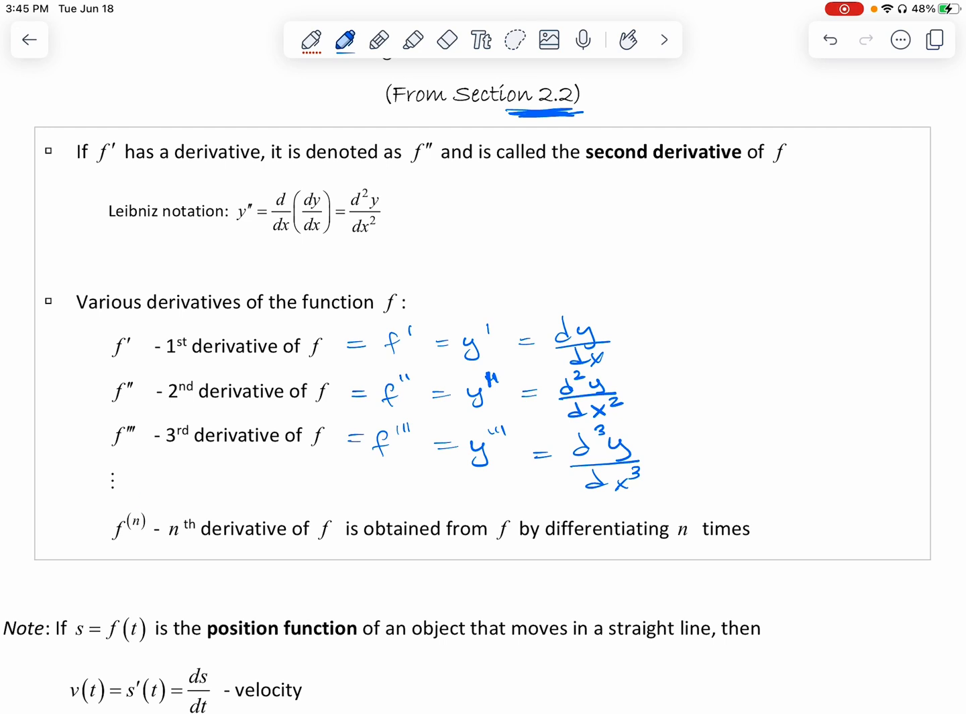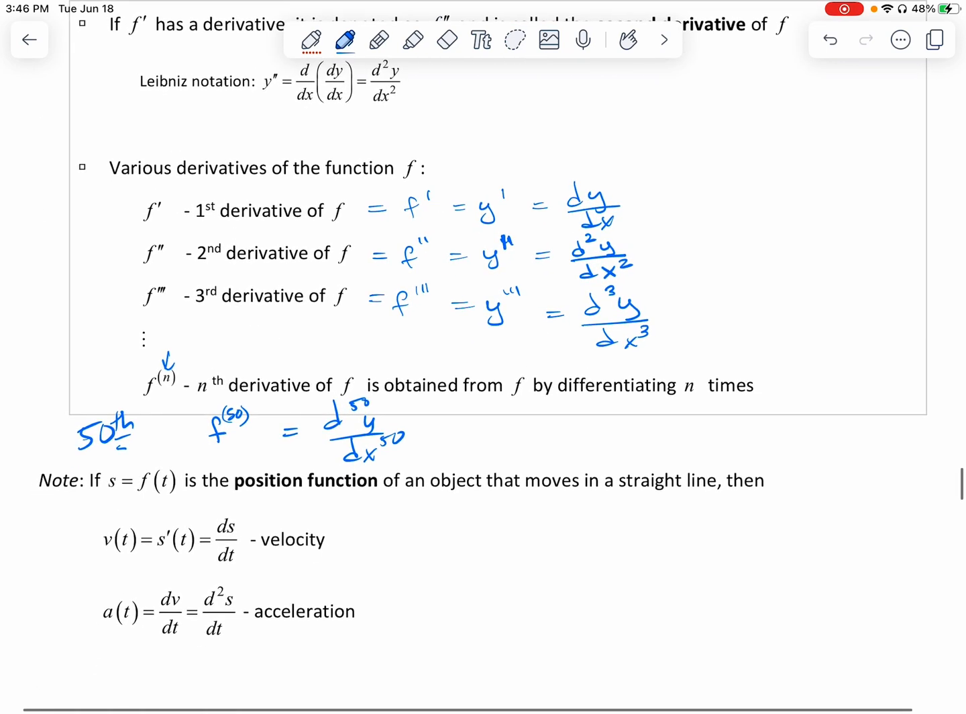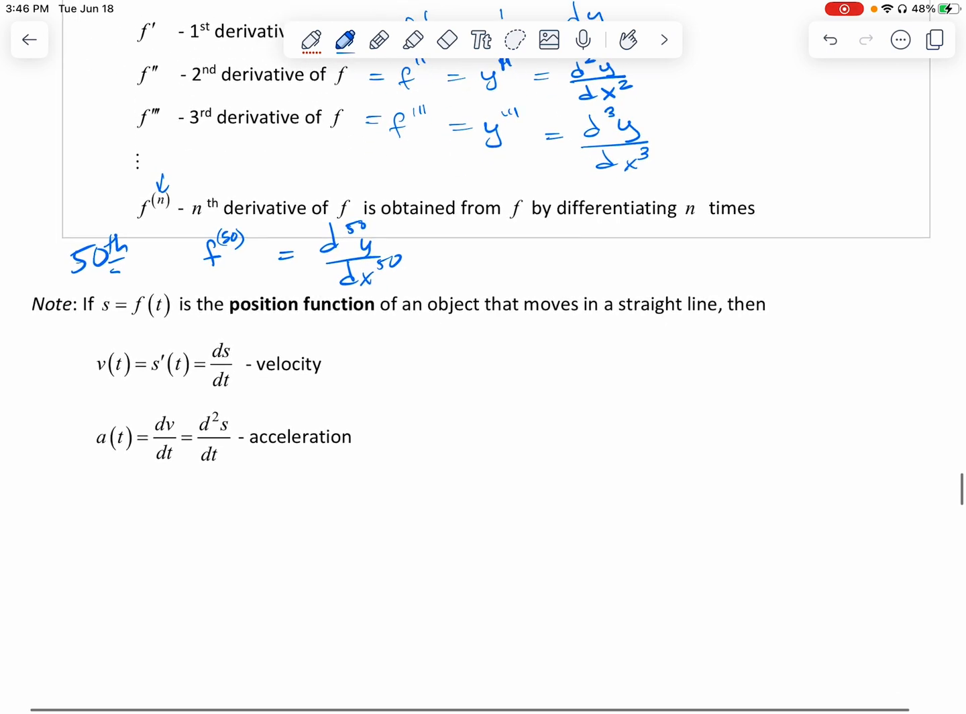And sometimes we use n if these numbers get really big. For example, if I have the 50th derivative, then I wouldn't write 50 tick marks, I would just use the number 50. And so on. All right, so a common application of this is the position function.